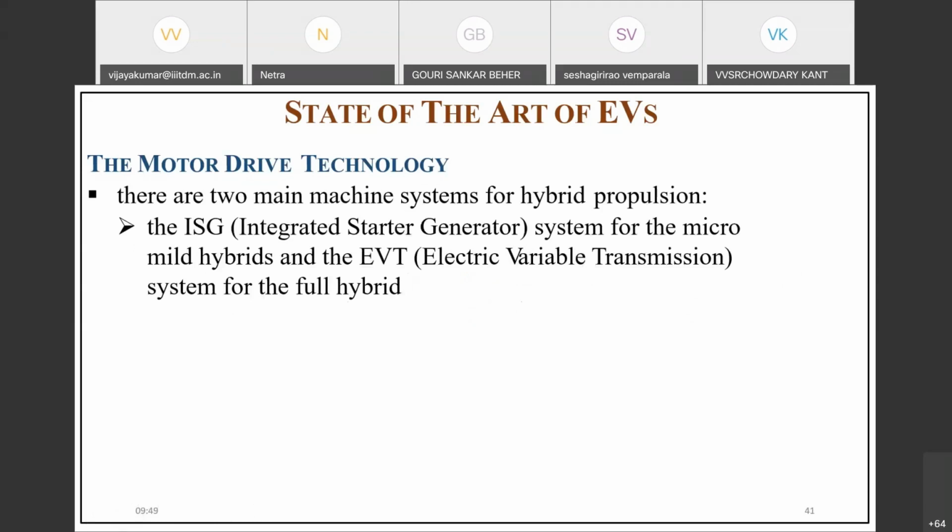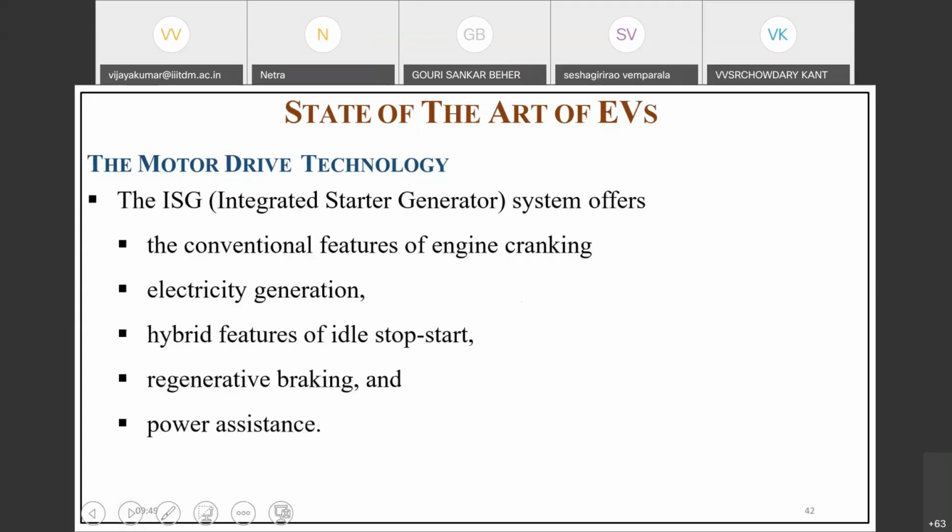So when we come into this motor drive technology for hybrid propulsion, they will say it's integrated starter generator and electric variable transmission. They will say it's ISG or EVT. So they will say these two technologies in the hybridization, whether it's ISG or EVT, electric variable transmission. So in this ISG, ISG means integrated starter generator.